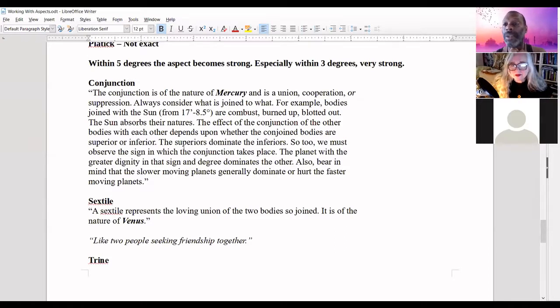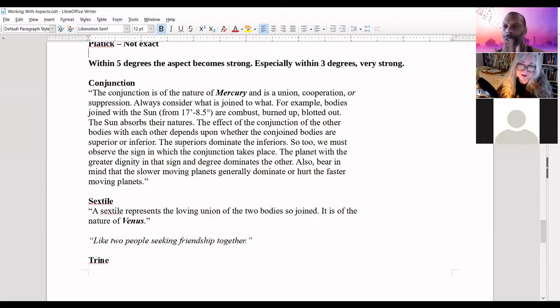Superiors dominate inferiors. Second, we must observe the sign in which the conjunction takes place, because the planet with the greater dignity in that sign and degree dominates the other. And we've talked about essential dignity. That makes plenty of sense, right? Because, for instance, Lily has both the moon and Jupiter in Cancer in that stellium, right? So those two planets dominate, and one of them dominates the other: Jupiter is in combustion, so the moon is really dominating. Okay, so that's how he's looking at this.